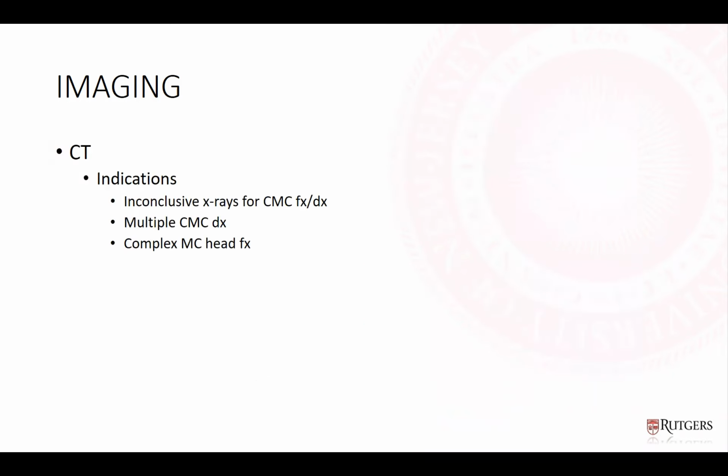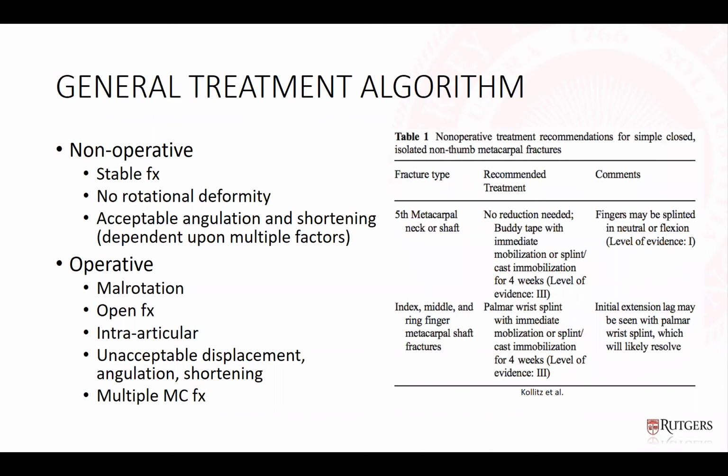Advanced imaging is rarely needed in the diagnosis of these injuries, but CT scan can be useful in the case of inconclusive X-rays for CMC fracture dislocations, multiple CMC dislocations, or complex intra-articular fractures. So we'll go into specific treatments for the different types, but there's a general treatment algorithm. Generally, metacarpal fractures that are stable with no rotational deformity and acceptable angulation and shortening may be treated non-operatively. Operative indications in most cases are malrotation, open fractures, displaced intra-articular fractures, unacceptable deformity, or multiple fractures. On the right, this is just a table taken from a recent review article with their suggested overarching guidelines for the treatment of these fractures. As we'll talk about, the accepted angulation and shortening is not always agreed upon.